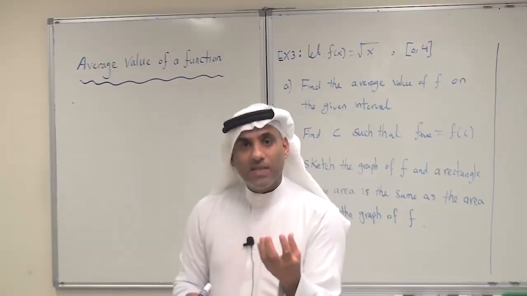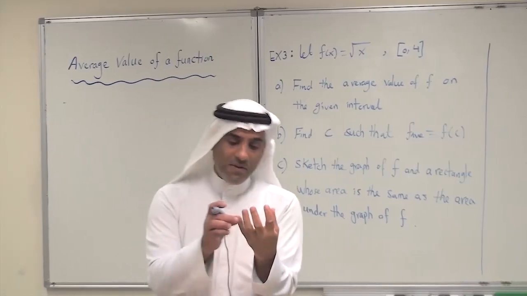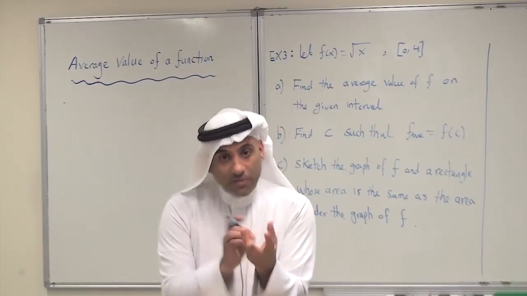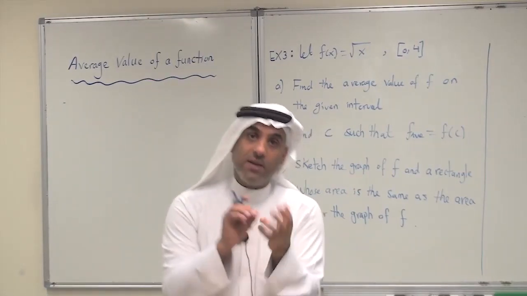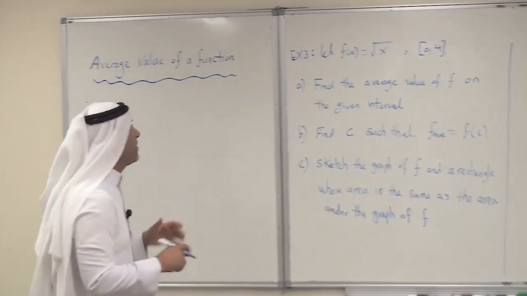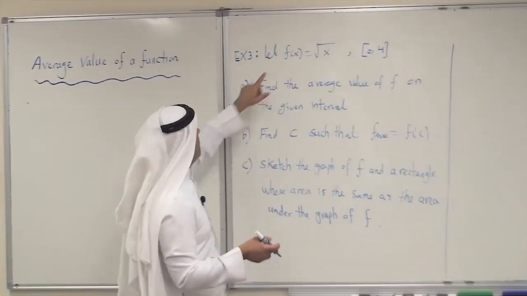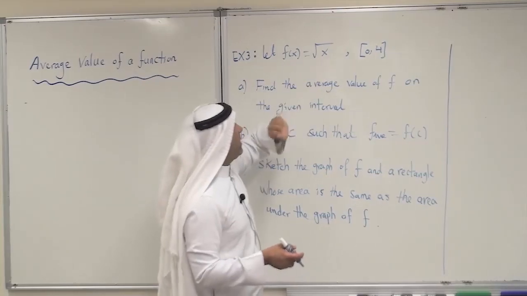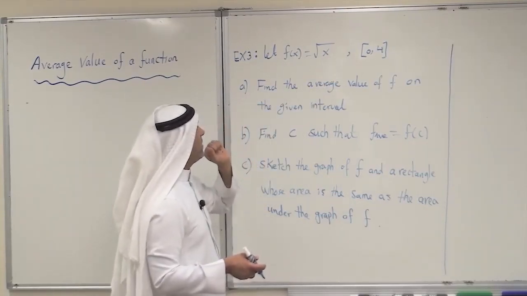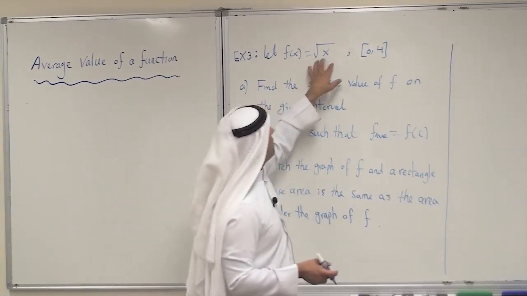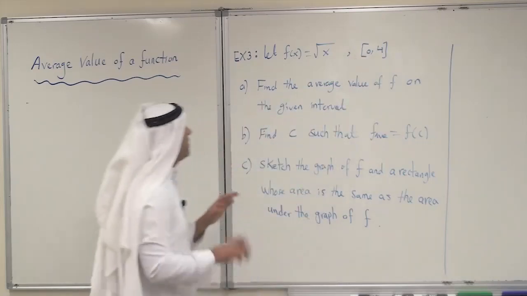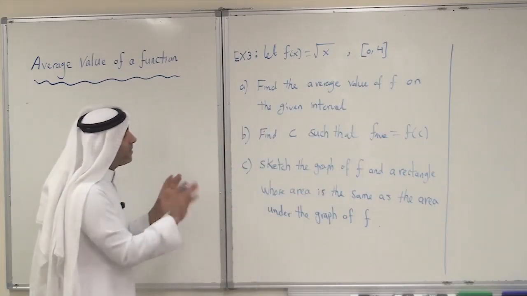Now the next exercise will summarize for us the relationship between the average value of a function and the mean value theorem for integrals. The example says, let f of x equal radical x. You are given a specific interval and you can observe that this is a continuous function over this closed interval. So everything we need about the theorem is there.